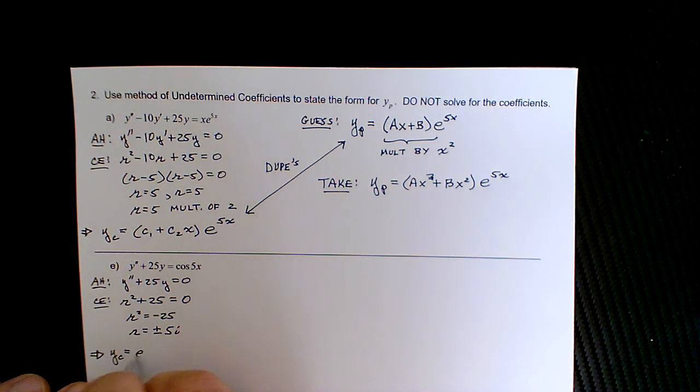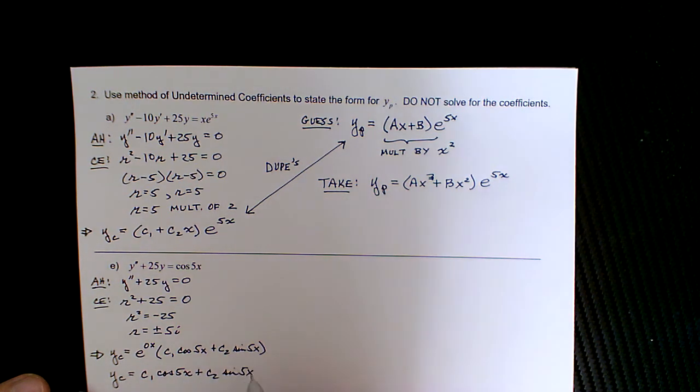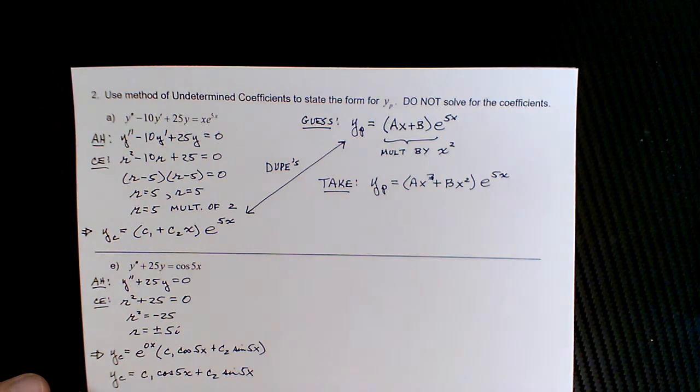It's going to be e to the ax, but a is 0, because it's of the form a plus or minus bi, and then times c1 cosine bx, b is 5, so cosine 5x, plus c2 sine of 5x as well. Let's get rid of the e to the 0x, so just c1 cosine 5x plus c2 sine of 5x.